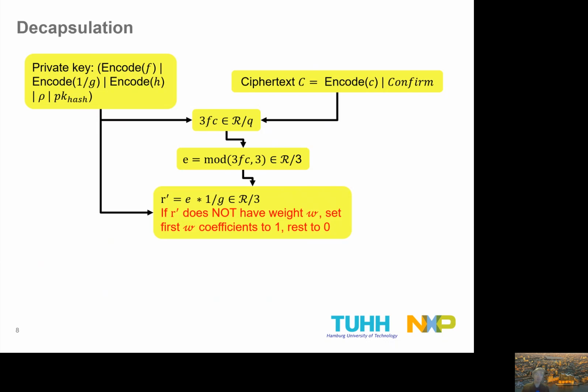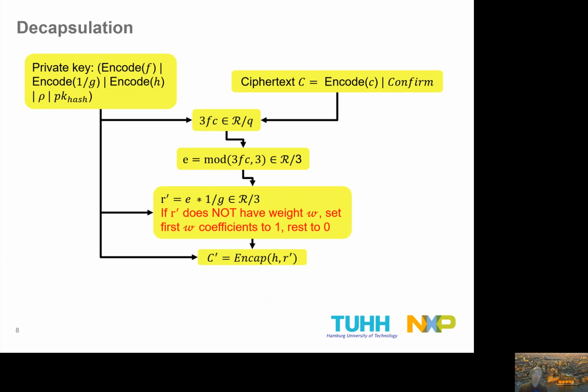We then multiply the polynomial E with the 1 over G from the private key, obtaining the polynomial R dash in R3. We then have to check whether or not R dash has weight W. If R dash does not have weight W, we set the first W coefficients to 1 and the rest to 0. If R dash does have weight W, we leave it as it is.